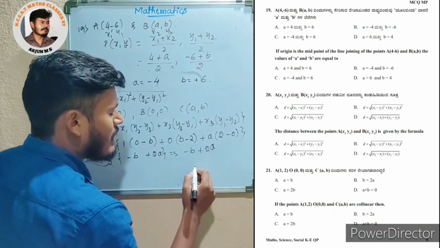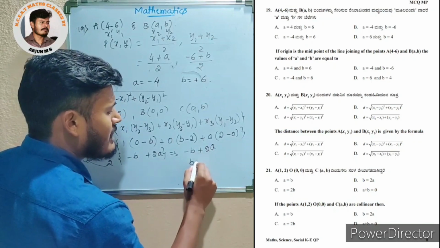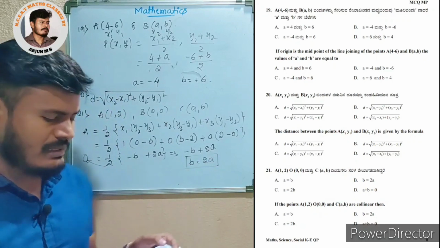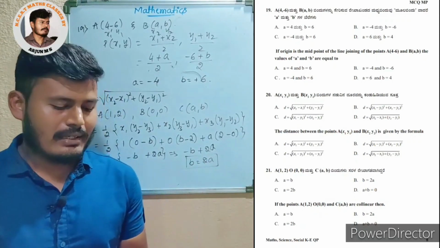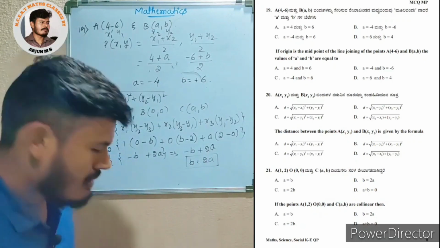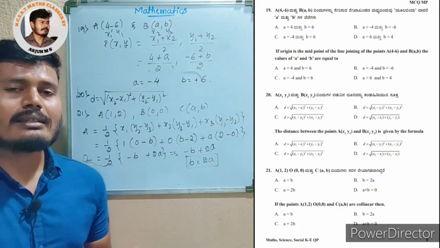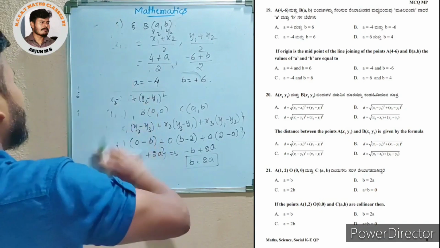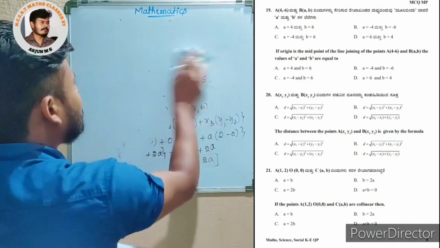So then transpose b to the RHS, we get b is equal to 2a. So here the correct condition is b is equal to 2a. So that's why option B is the right answer for this question. So then moving on to the 22nd question.